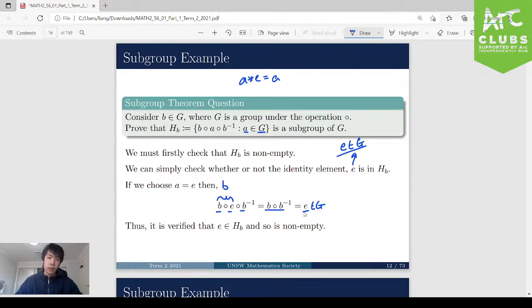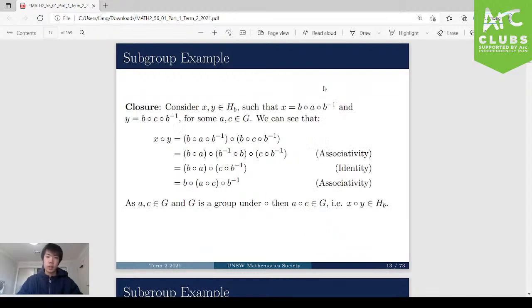And so E is also at least within H. And so H is non-empty. Right? It at least contains the identity element from G. Okay. So that has shown that it's non-empty because it at least contains E from the bigger group G. Now we can move on to the other 2 dot points.